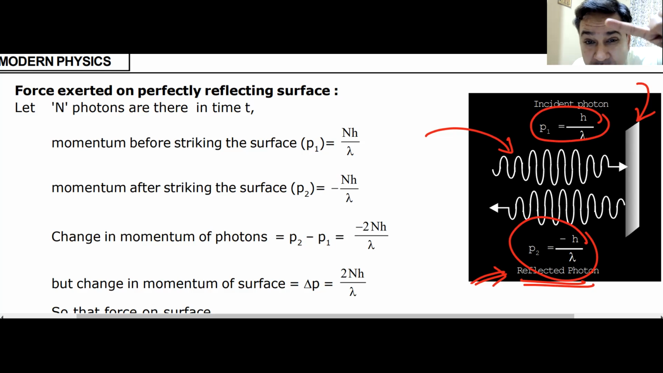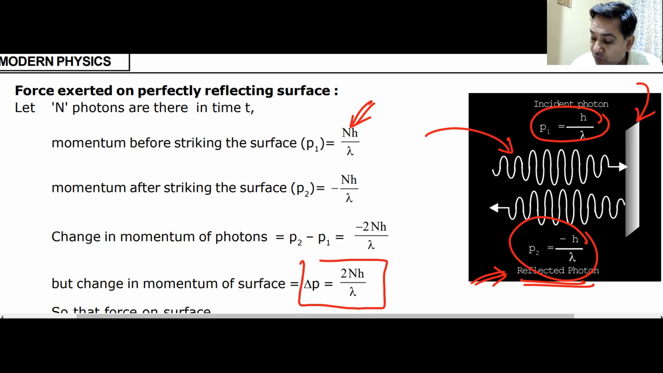But that is the momentum of one photon. One photon is not falling. A large number of photons is falling. N number of photons are falling. So the total change in momentum becomes 2nh by lambda. Any doubts on this one? This is the next formula that you will do when it is falling on a perfectly reflecting surface.